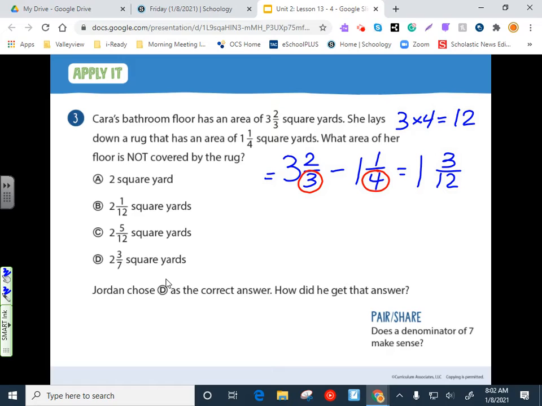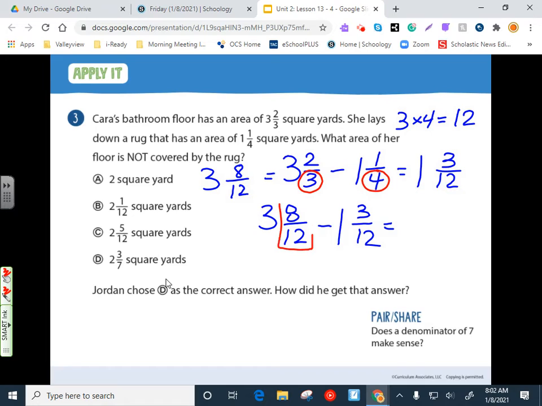For this one, 3 2/3 is going to become something over 12. 3 times 4 is 12. 2 times 4 is 8. And that gives me 3 8/12 minus 1 3/12.